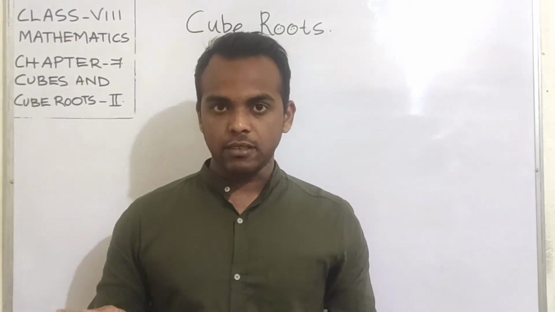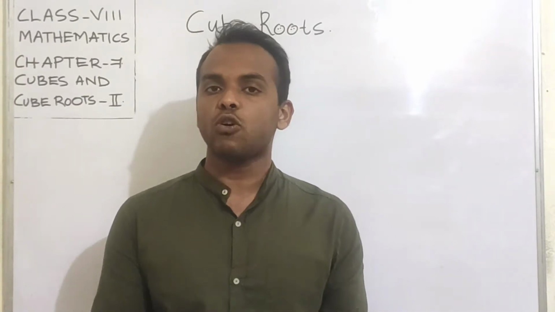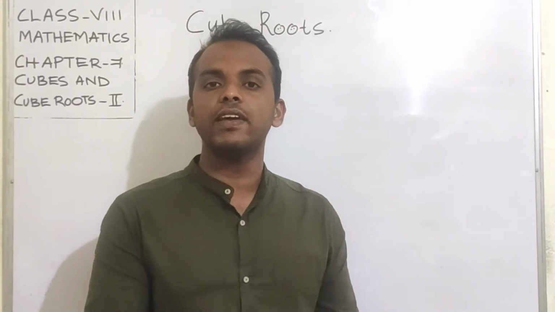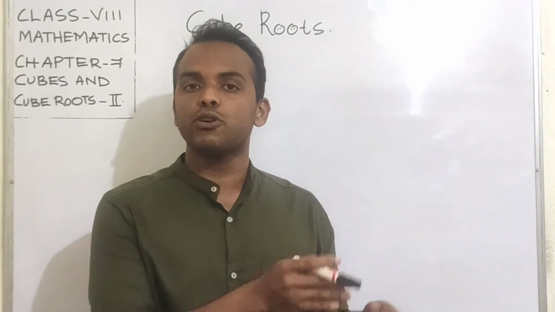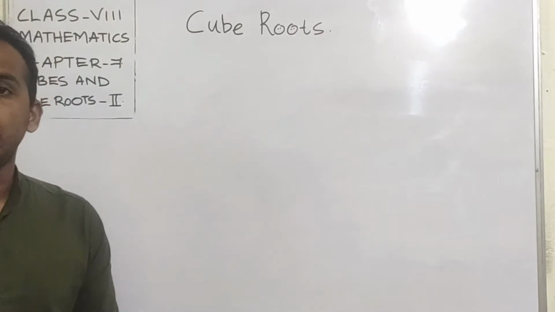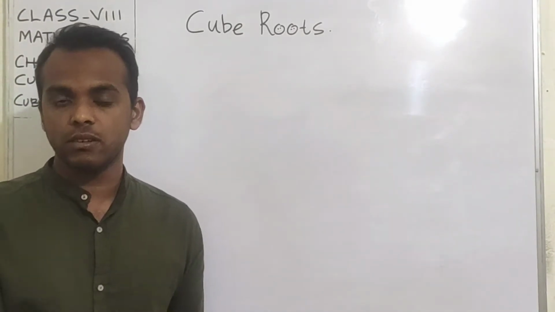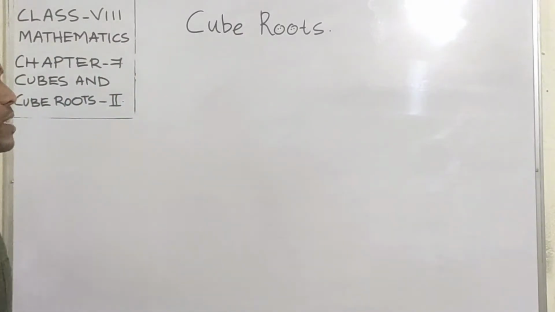In the last chapter, squares and square roots, we saw how to find the square root of a number. Similarly, we will learn how to find the cube root of given perfect cubes. Let's see. First of all, we just saw how to find the volume of a cube last class. I'm going to use the same concept.